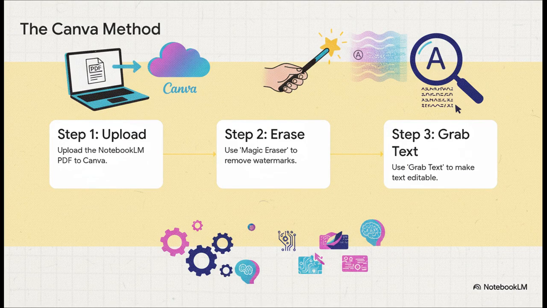You just upload the PDF to Canva and it'll automatically split it up into pages for you. You can use the magic eraser tool to get rid of any watermarks and then, and this is the key part, use the grab text feature. It actually uses AI to find the text in the image and boom, turns it into an editable text box. It's absolutely fantastic for quick fixes.